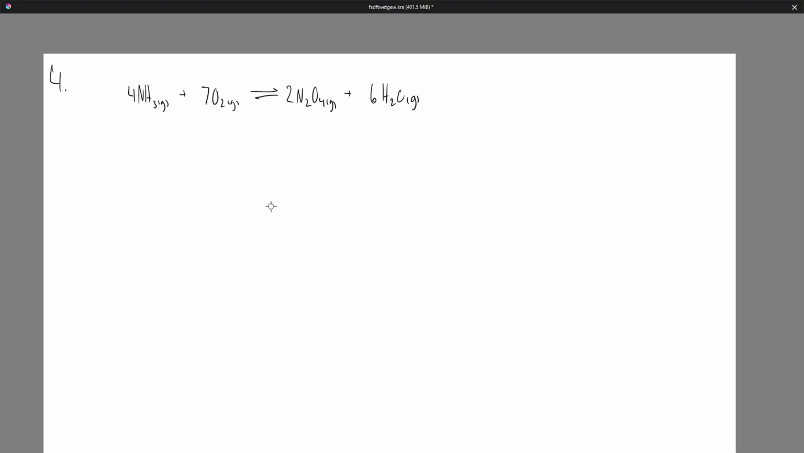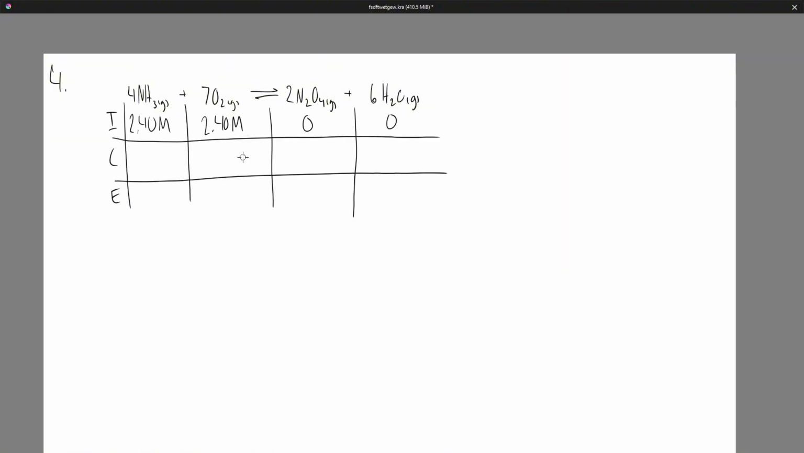So what that tells you is we're going to have to do an ICE table. So let me just do that for you guys. That's what you would start out with. We have the initial concentrations, and everything that wasn't given to you for the initial concentrations has a 0 right here. Now we want to define our variables, so we go with the coefficients right here.